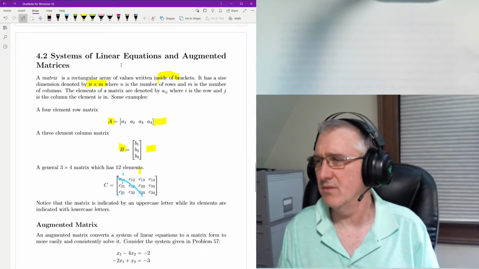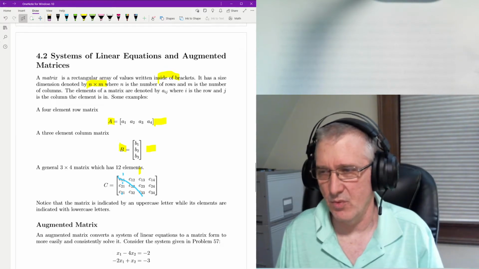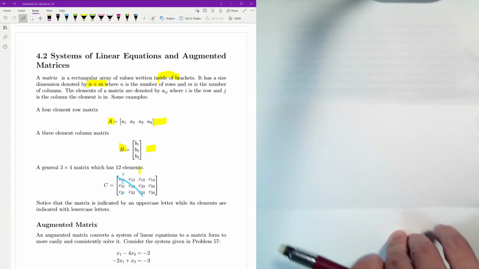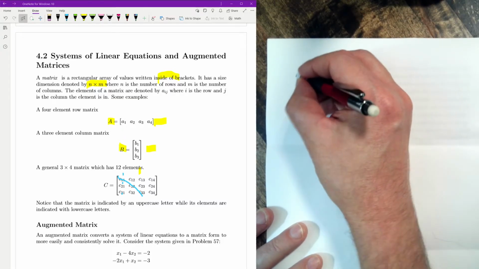Let's just play around with this just a little bit. This is just a way of getting familiar with it. It's a little bit important to have a good understanding of it. I'm going to write down a couple of matrices, and I want you to consider what they're looking like. So let's say we have a matrix M.